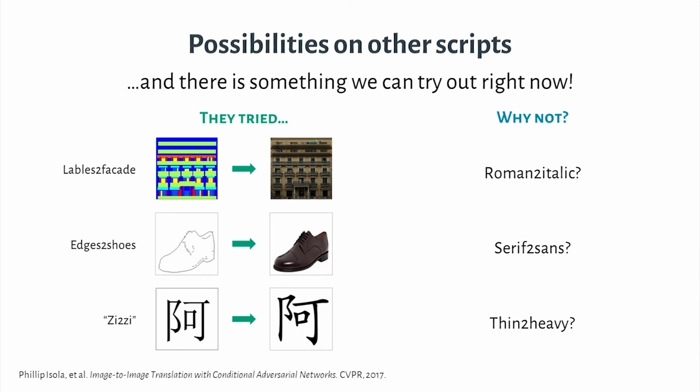From a user perspective, image-to-image translation is a task that is easy to understand, and the models that do this task, including pix2pix and zi2zi, are, to some degree, controllable. When you have the right data to feed the model, it generally does what we want it to do, like turning the labels to facade photos, turning the edges to shoes, or turning the Hanzi from one style to another. What we can do with it is just a matter of imagination. Why don't we try Roman to italic, or serif to sans, or thin to heavy? There are just endless possibilities.